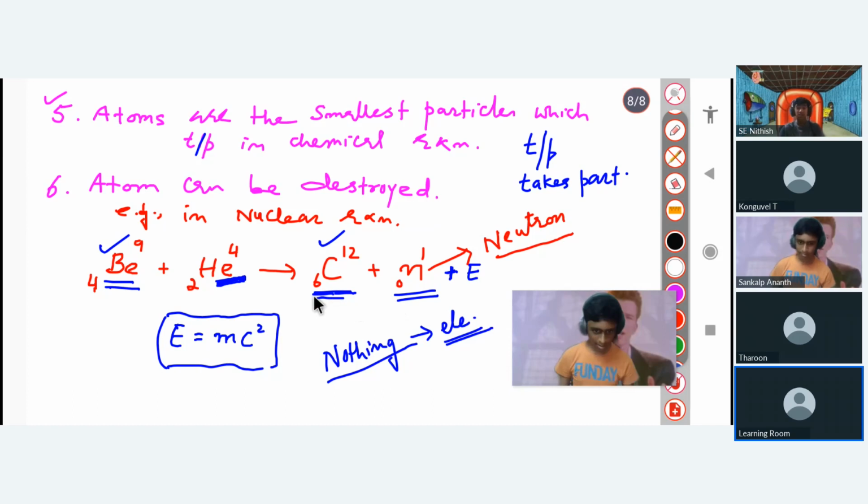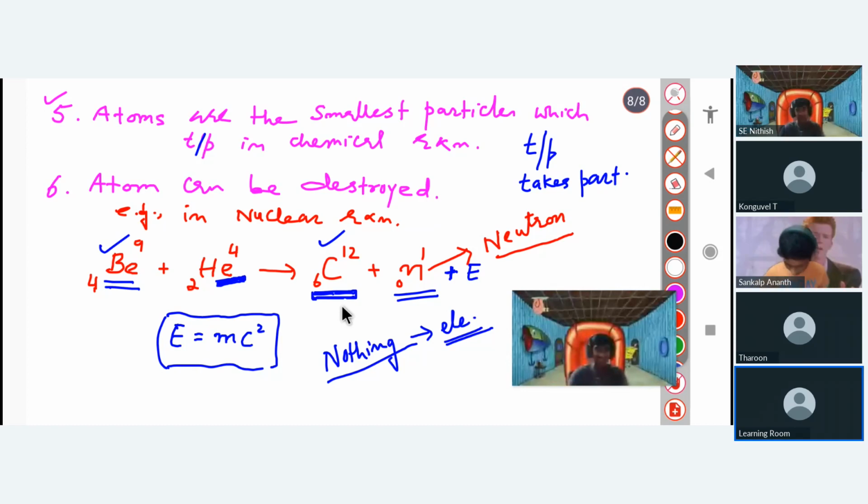Carbon is formed from what, sir? I didn't even ask you. I just asked, see, da Sankalp, I didn't ask you. I don't want to hear you. Uncle, I'm not talking to you, da Konguvel. Hey, even me, da, I'm asking sir.